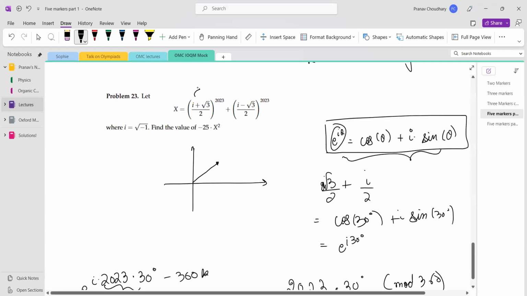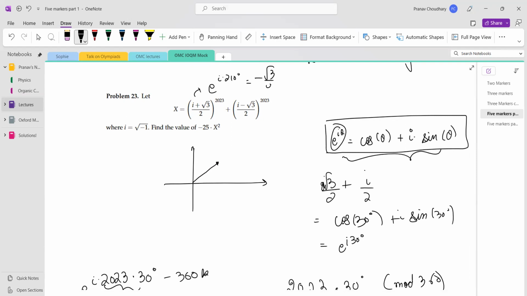So this term is e to the power i times 210 degrees, which is cosine of 210, which is minus cosine 30, minus root 3 by 2, and sine 210 is minus 1 by 2 i.